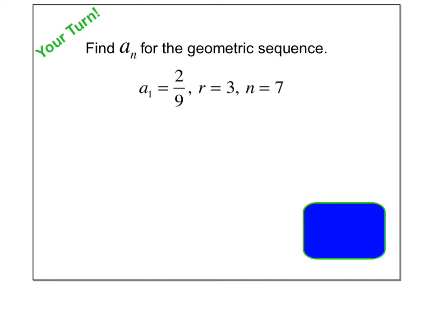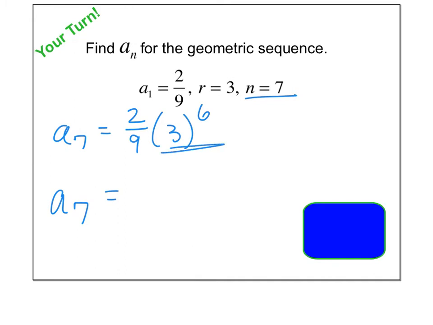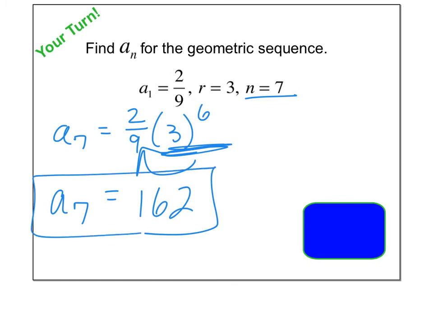So here we go. Same drill. A sub n, again 7 terms, so we're after the 7th term in the sequence. If we know that the first term is 2/9, the ratio is 3 to the n minus 1. Well, we know what n is, so we can plug in 6. Calculator, 3 to the 6th power, whatever that value is, times it by 2/9, and you should get 162 as the 7th term in this particular sequence.